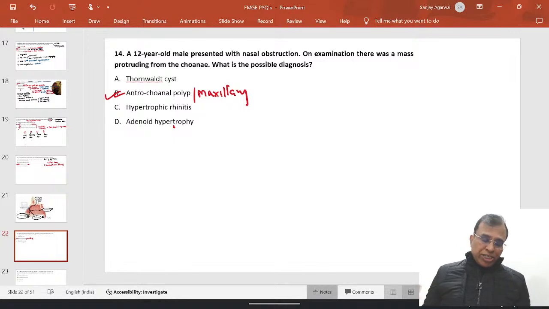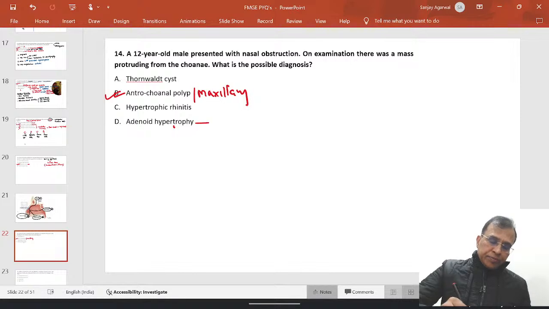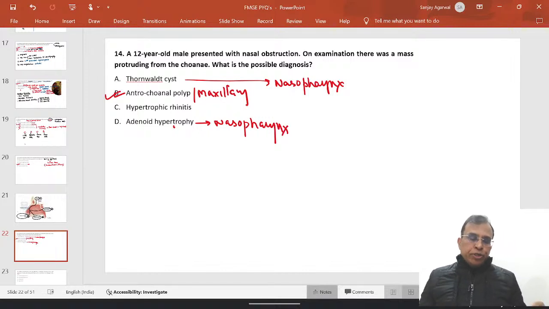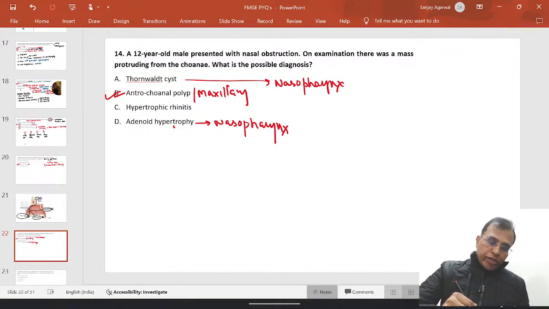So coming back to the question, endochoanal polyp is the other name for maxillary polyp. It starts in the maxilla and protrudes outside the choana. That's why it's called endochoanal polyp. Now, adenoid is present in the nasopharynx, and Thornwaldt cyst is also present in the nasopharynx. Therefore, they will not protrude out of the choana, but both can be seen in children.